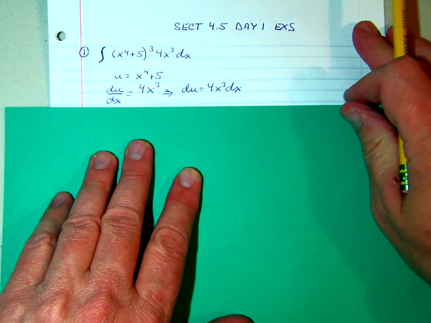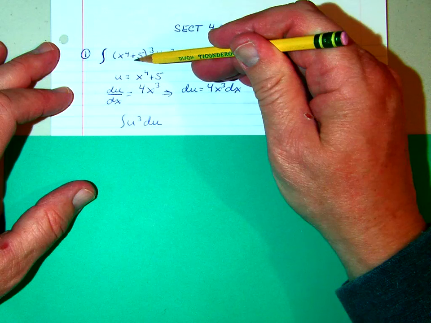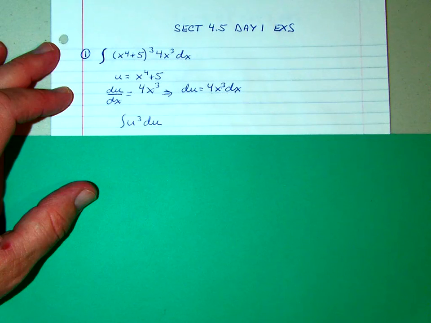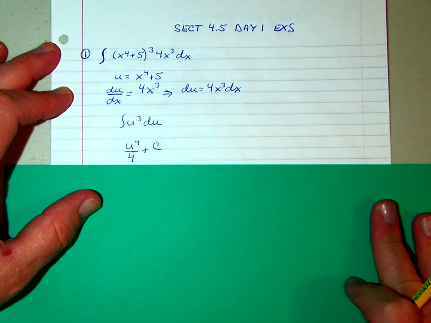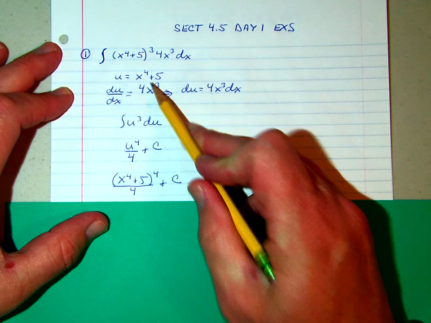All right, now we're going to use this information in order to make a substitution. So this thing here that we let be our u, x to the fourth plus 5, that's being raised to the third power. So I'm going to replace that x to the fourth plus 5 to the third with u to the third. And then that 4x to the third dx gets replaced with du. And now we have a significantly simpler thing to integrate here. That's basic straight up power rule. So exponent goes up by 1, divide by the new exponent, plus our constant of integration. And then we back substitute and replace u with that x to the fourth plus 5 from the first step.